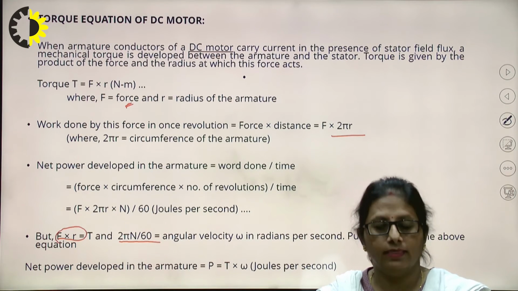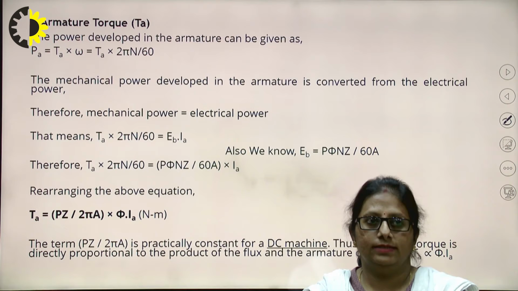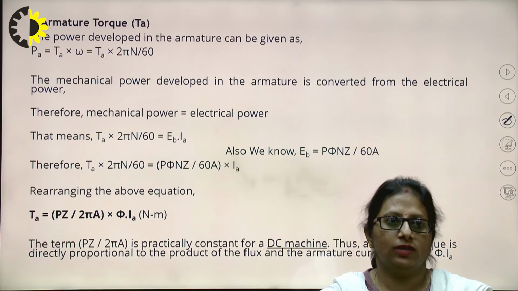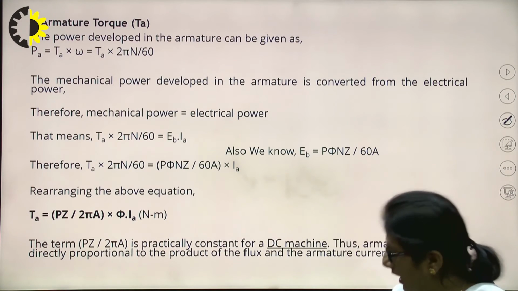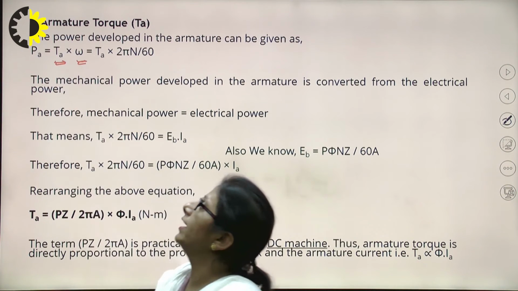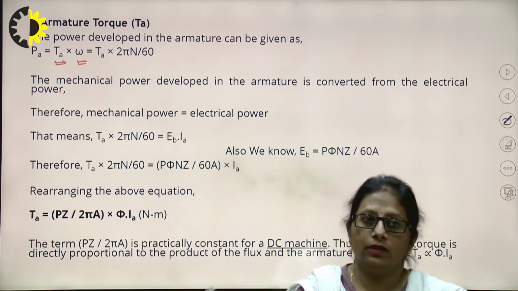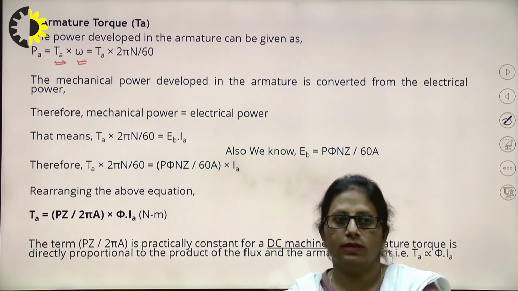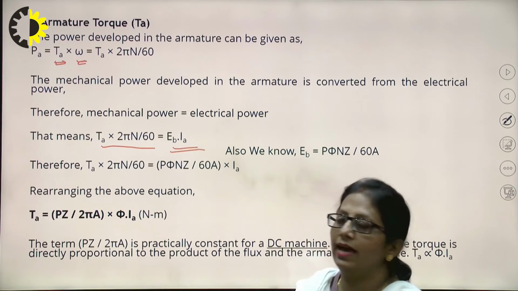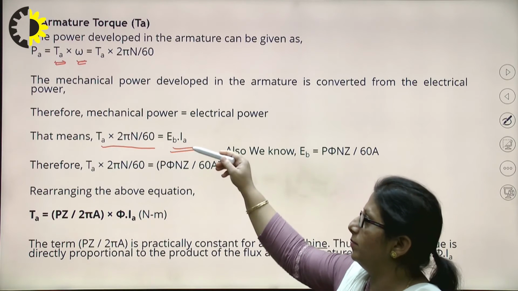So just put it in the DC motor scenario. If I say that tau A is the armature torque, the power developed in the armature, as we have just seen, is P A, given by the armature torque multiplied by the angular speed. The mechanical power developed in the armature is converted from electrical power. So the mechanical power equals the electrical power. That means tau A into 2 pi N by 60 must equal the power we derived in the earlier slide, that is back EMF multiplied by the armature current.